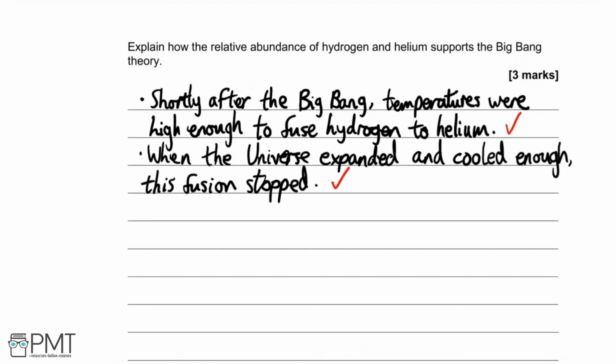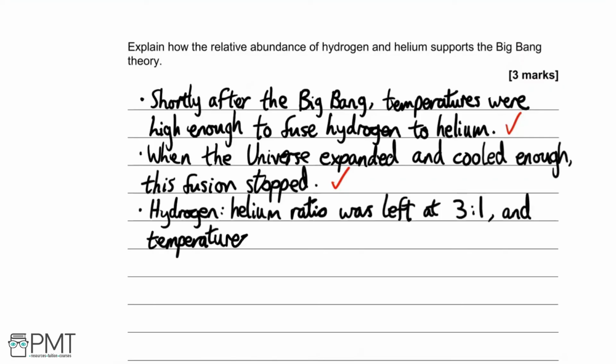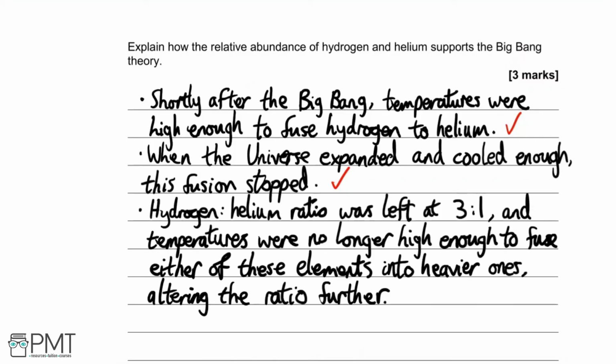Your third mark is going to be for talking about the ratio of hydrogen to helium that was left over. So about 3 times as much hydrogen as there was helium, and temperatures were no longer high enough to fuse either of these elements into heavier ones, which would then alter the ratio further. So the fact that no heavier elements were produced suggests that the universe didn't get any hotter after that, unless we're talking about inside stars, like red supergiants. So that point made in that much detail will give us our third mark. So 3 marks there.